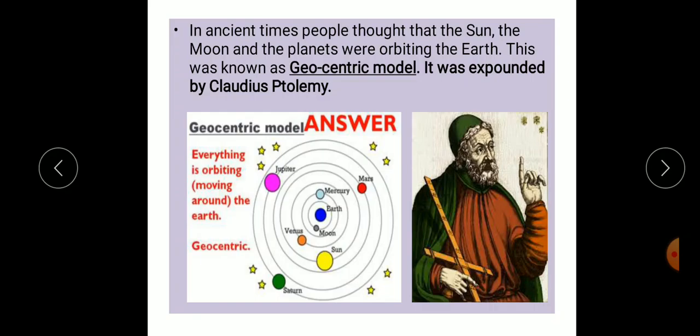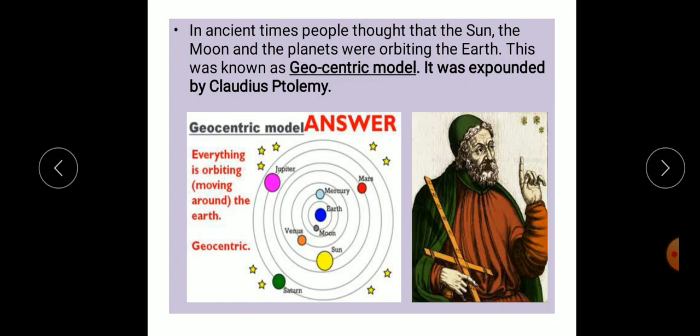Next, in ancient times, people thought that the sun, the moon, and the planets were orbiting the earth. This was known as the geocentric model. It was expounded by Claudius Ptolemy. You can see in the image, student, the geocentric model, and that is the scientist Claudius Ptolemy. In that model, Ptolemy says that the sun, stars, and other planets move around the earth. This model is called the geocentric model of the solar system.